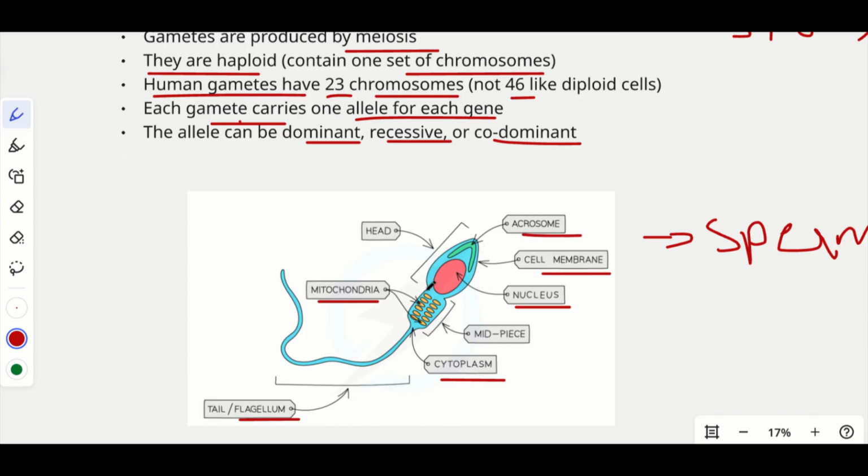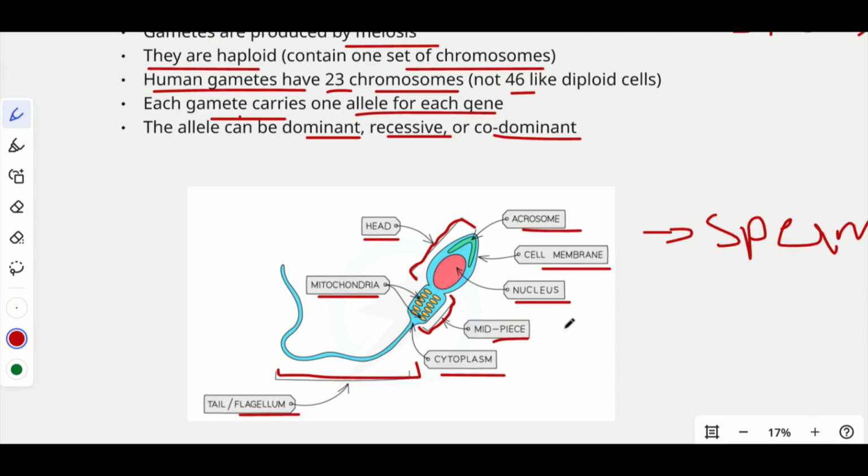From this part to this part, it is called the head, right? And from this part to this part is called the midpiece. And this part is called the tail part.